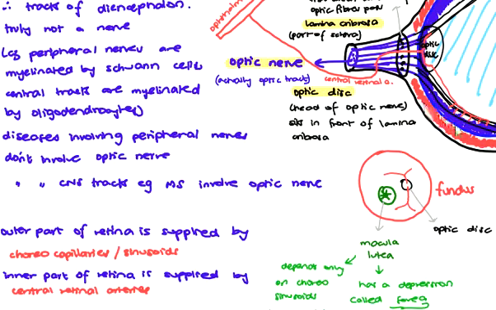How about the outer part of the retina? That is supplied by the choriocapillaries or choriosinusoids. I already told you this is the middle layer, the choroid, right? That's the middle vascular nutritive layer. So blood vessels from there supply the outer part of the retina.